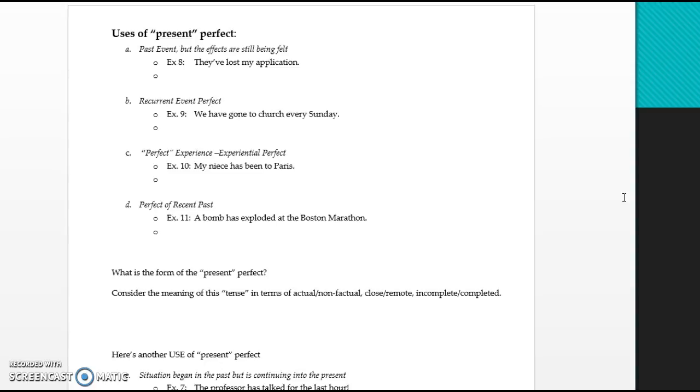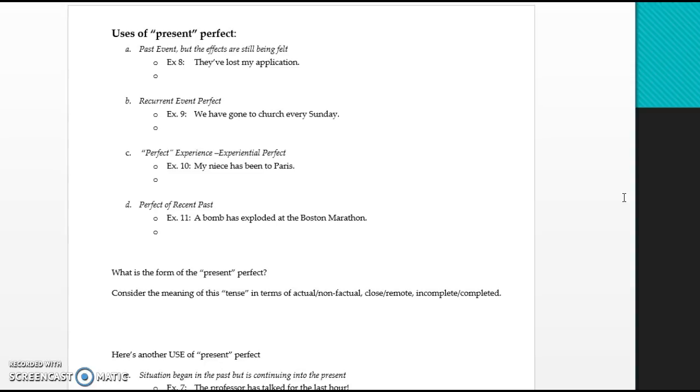Another time that English users use present perfect is a reoccurrent event perfect. For instance, we could say, we have gone to church every Sunday. We have gone. We have the have auxiliary, and this is an irregular verb, so it's gone, rather than an ed, en ending. Write your own example.